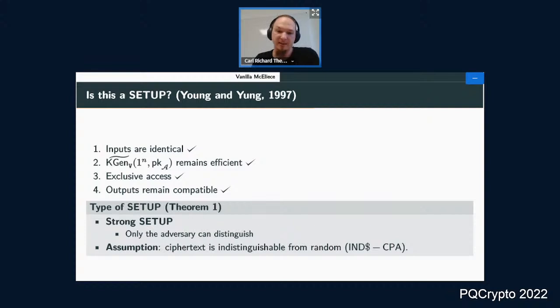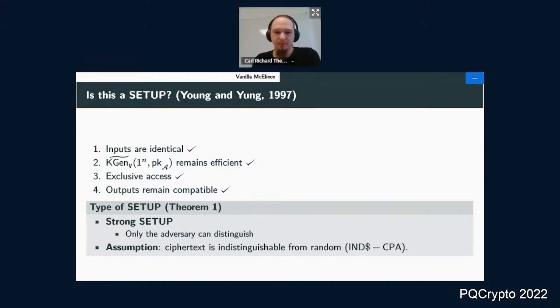But this is only under the assumption that the ciphertext itself is indistinguishable from random, which is a bit stronger assumption than the classical IND-CPA assumption. Because this sorting and coming back to this fixed point can be done by every party, the ciphertext can be seen by every party. So to remain indistinguishable, the ciphertext itself needs to be indistinguishable from random.